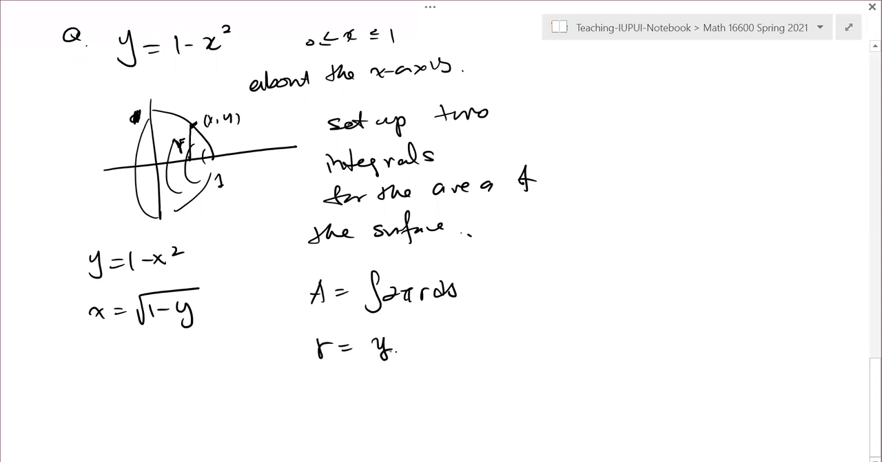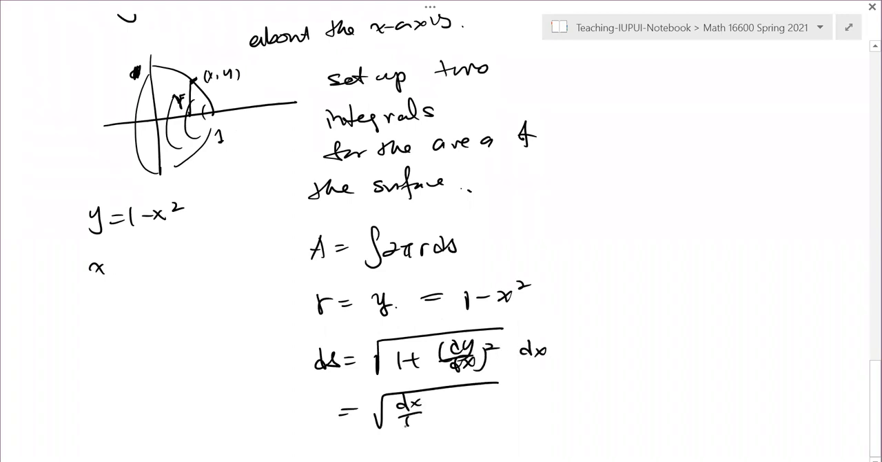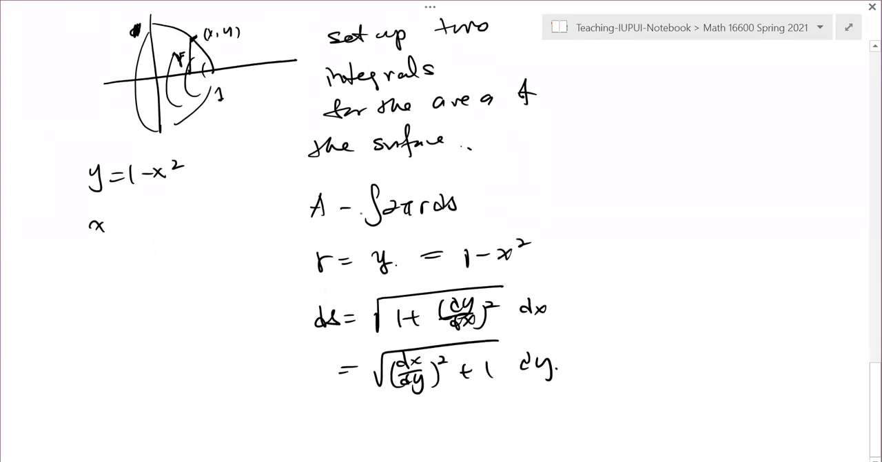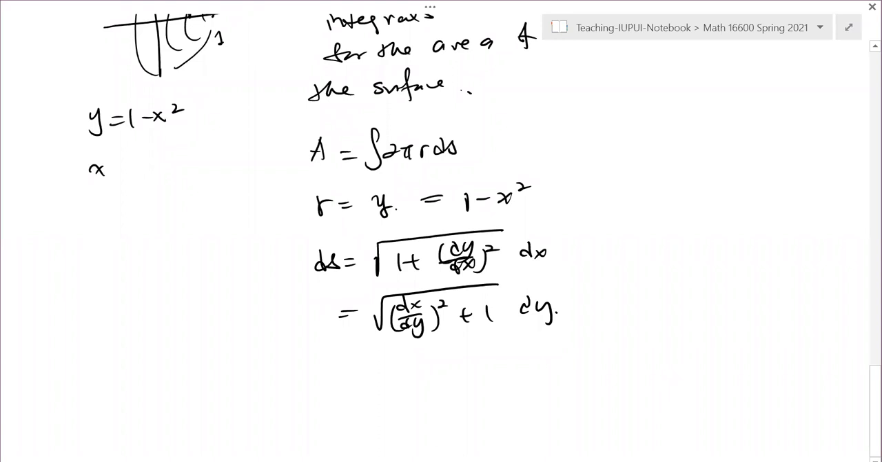Sometimes just y, sometimes you need to express it as 1 minus x squared, because y depends on x. All right, so if you want to use the x variable, that will be the square root of 1 plus dy over dx squared dx. If you want to use the y variable, this is the ds, okay? So we're going to have two integrals anyway, okay?